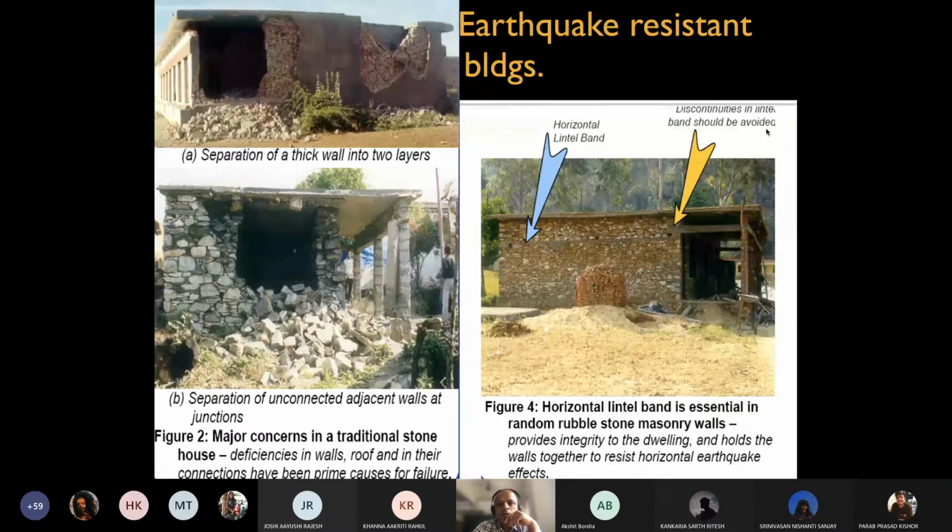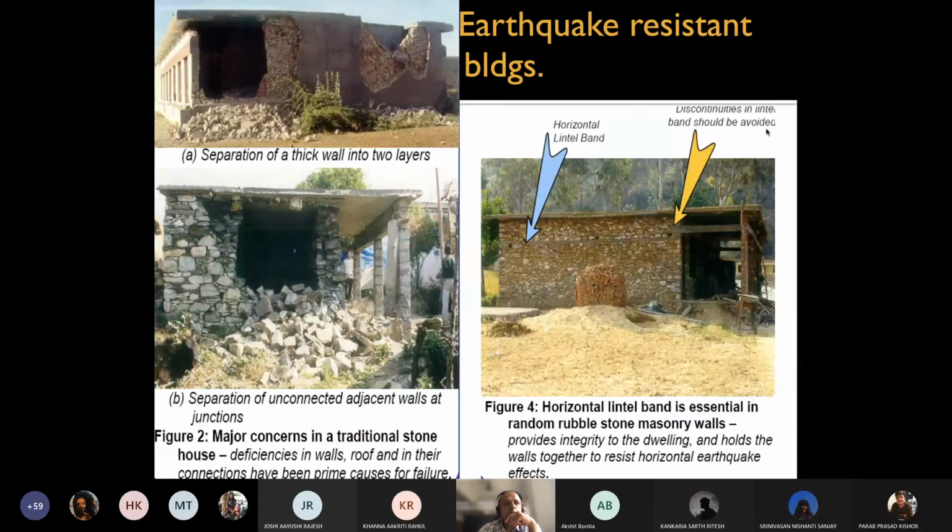Now on the right, figure 4 shows how a horizontal lintel band, though it is continuous in the masonry itself, suddenly has a discontinuity. So the recommendation is that otherwise the outer skin and the piers will fail. They will not have any rigidity. It is advised to have a lintel band which is continuous, and discontinuity in the lintel band should be avoided.